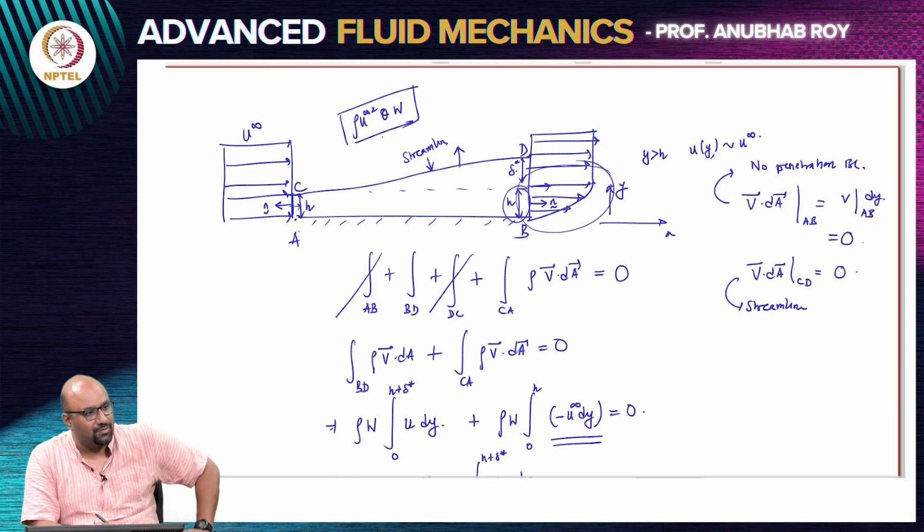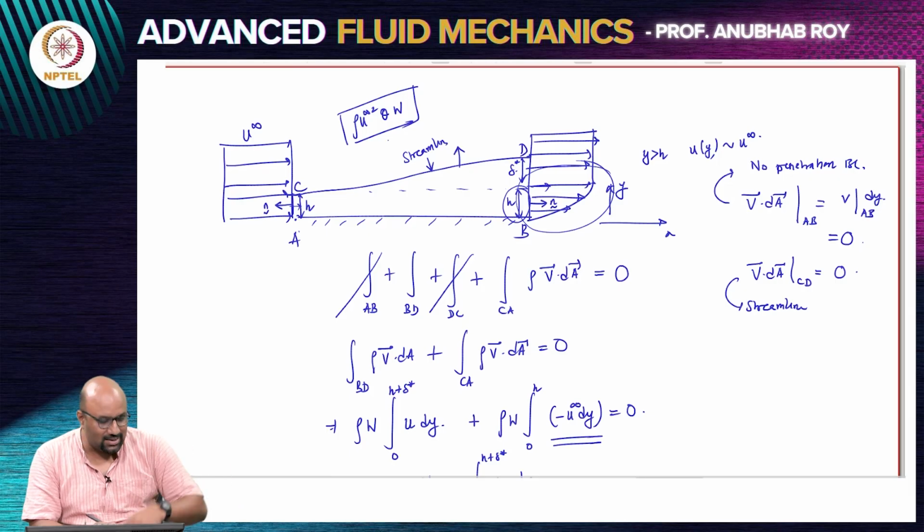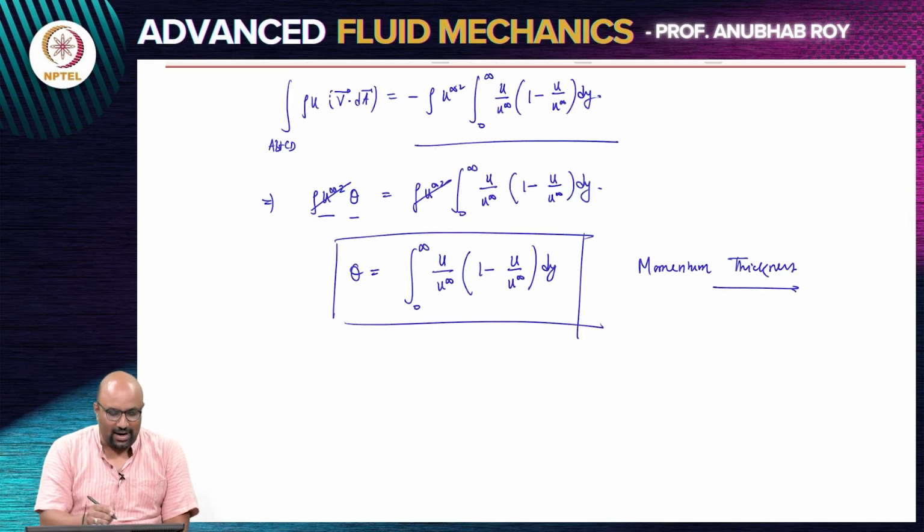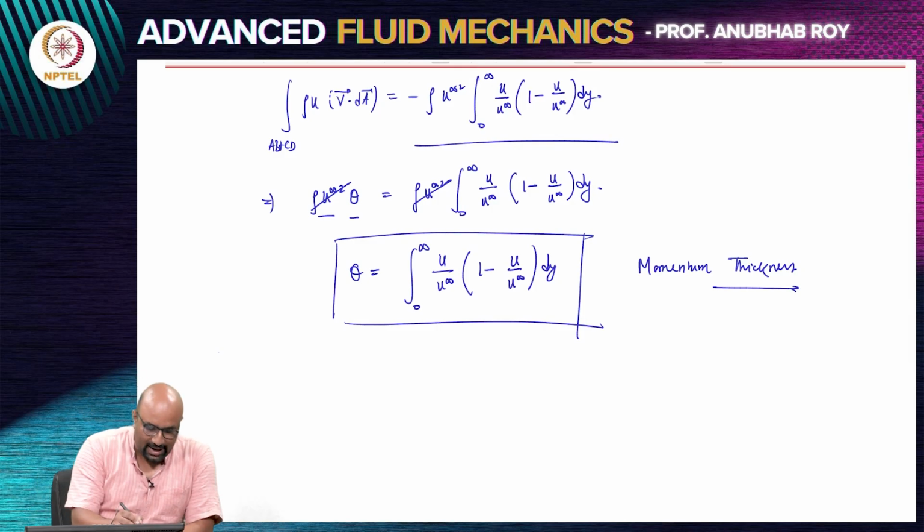This has units of force: rho u infinity square has units of stress, and theta times W has units of area. So, this gives me a force. What would be the equivalent thickness of a boundary layer that gives me whatever amount of momentum I have lost by virtue of the plate being there? The presence of the plate has slowed down the fluid. By slowing down the fluid, work is being done in trying to move the fluid past the plate, and I can quantify this work in terms of a thickness, which is my momentum thickness.